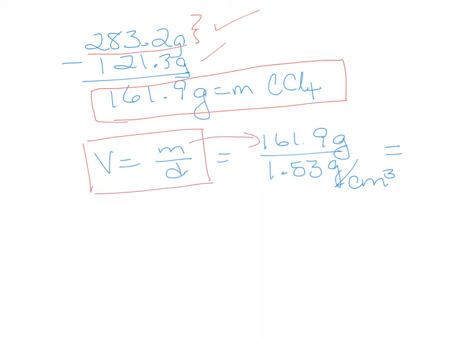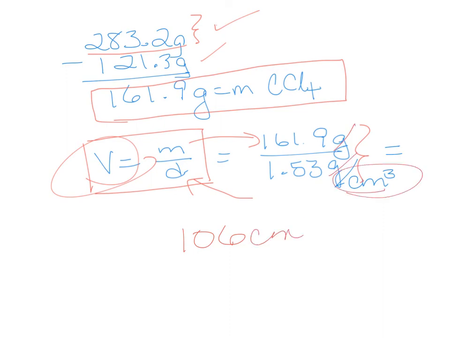Here's the density equation rearranged to solve for volume. We just solved for mass, and the problem gave us the density of carbon tetrachloride as 1.53. And so the volume of that carbon tetrachloride, you simply do the math here, and you find that the volume of carbon tetrachloride that it took to fill up that container is 106. Notice that grams cancel out, and so the units you have are cubic centimeters. Remember, that's the exact same thing as milliliters. Right? So that is your answer.